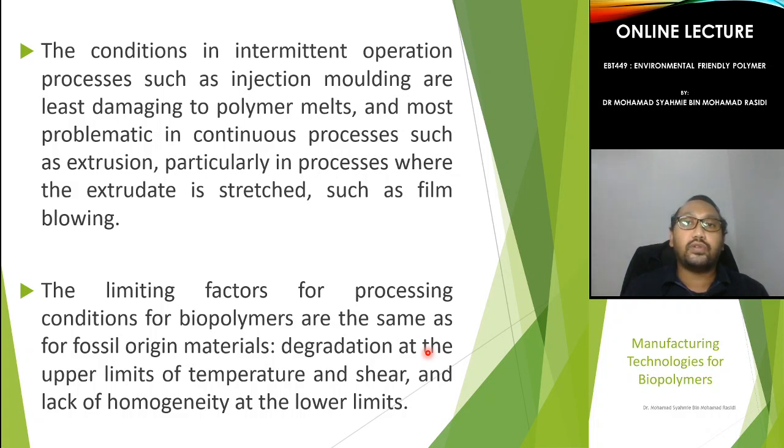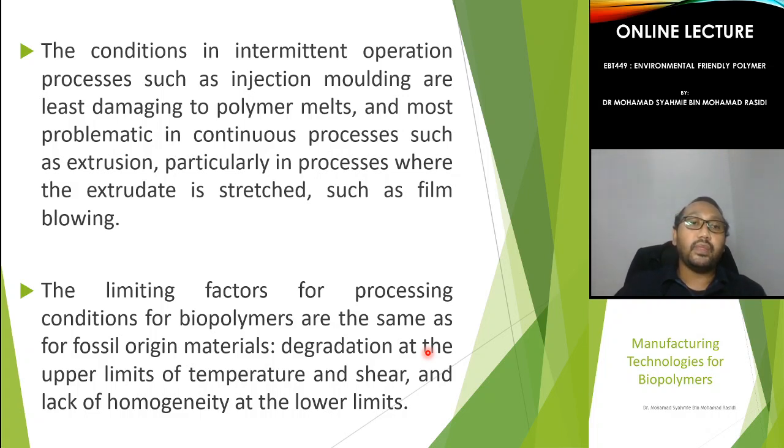The condition is that intermittent operation processes such as injection molding are less damaging to polymer melts, and most problematic in continuous processes such as extrusion, particularly in processes where the extrudate is stretched, such as film blowing. So if you are using injection molding, it is considered an intermittent operation, and injection molding will least damage the polymer melt. However, a continuous process or equipment such as an extruder will cause more serious damage, or molecular chain breakage, to your polymers.